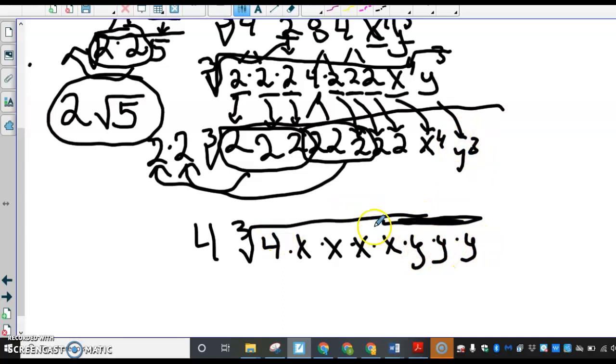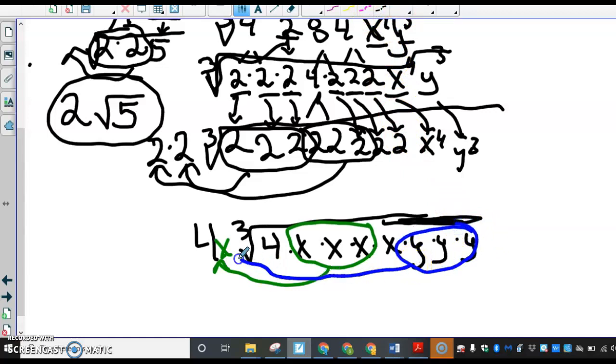And now I'm going to look for triples in my variables. I'll make them a different color. Okay. So for the x's, I'm looking for triples. There's 3 x's right here, which means I can bring 1 x out. And let's see if I have any triples in my y's. Yep, there's 3 y's. All of the y's get to leave. Awesome.